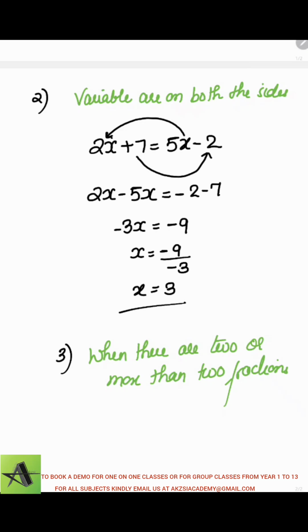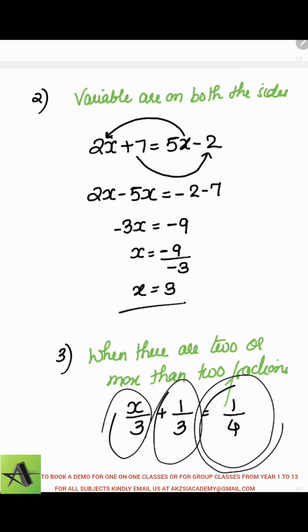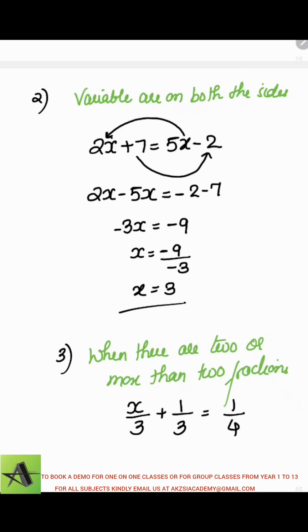Say for example, this is the question: x over 3 plus 1 over 3 equals 1 over 4. And you can clearly see there are more than 2 fractions. 1 fraction, 2 fraction, and there is a third fraction as well. As I told you, we have to isolate x, and in order to do so, I will transpose 1 over 3 onto the right hand side.